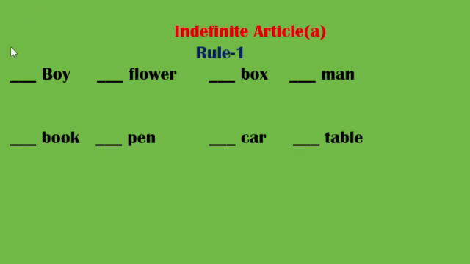So the answers here are a boy, a flower, a box, a man, a book, a pen, a car, and a table. In this way, we have to use indefinite article a before singular common nouns which start with consonant sounds. Let's move to rule 2.